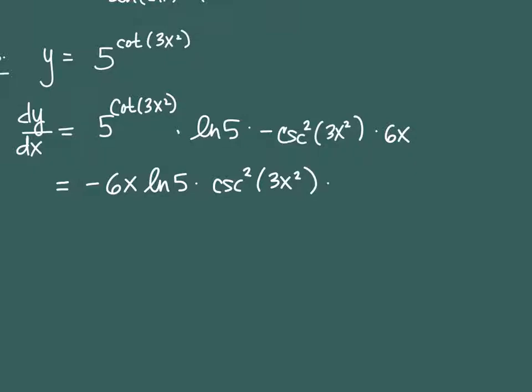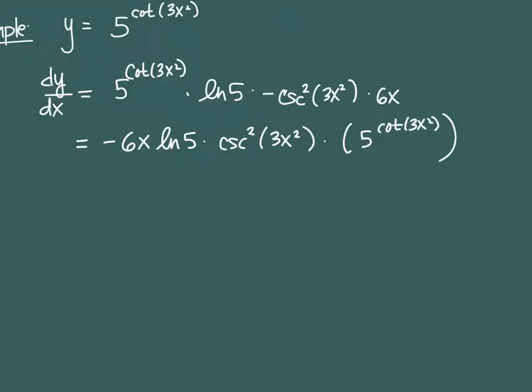And then at the end, your 5 to the cotangent 3x squared that you actually started with. So it's a lot of nesting going on, a lot of pieces to remember. Sometimes the chain rule isn't just one, it's multiple links in that chain.